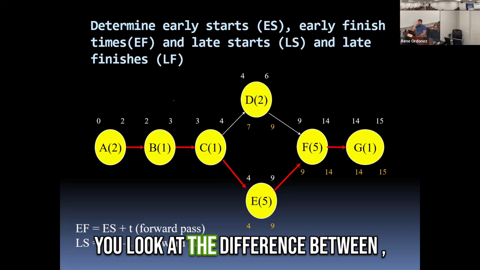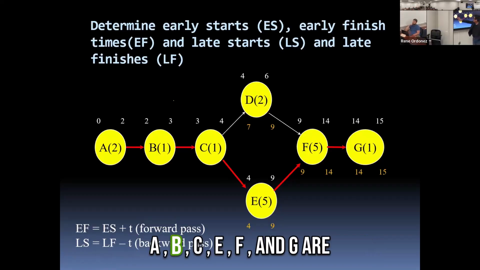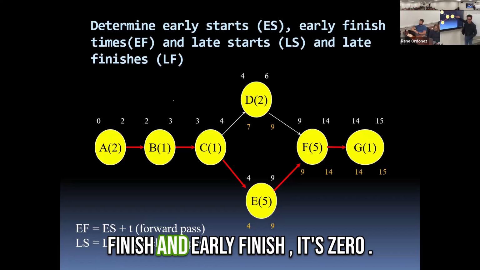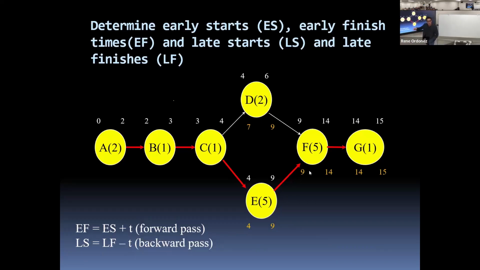If you look at the difference between the late finish and early finish, we said that activities A, B, C, E, F, and G are critical activities. The difference is 0, right? 0 here, 0, 0, 0, 0.